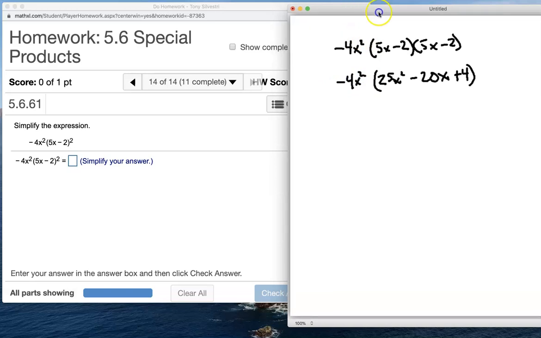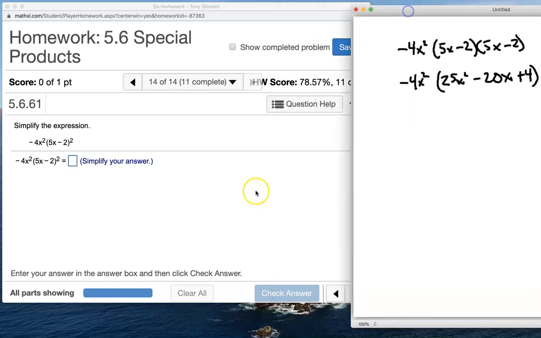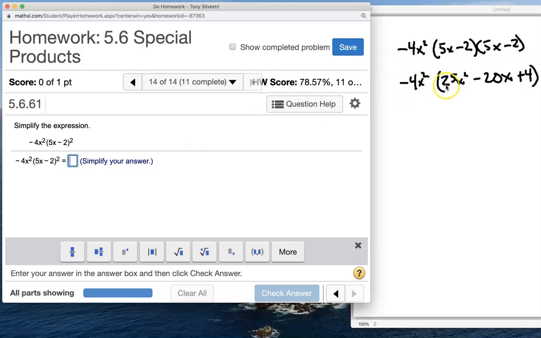And I'm going to put the answer in the box because this should be easy to see. Minus 4 times 25 is minus 100. You multiply the coefficients and you add the exponents. X to the 4th power. Minus 4 times minus 20 is plus 80. X to the cube. Minus 4 times 4 is minus 16. X squared. When I multiply through those parentheses by minus 4x squared.